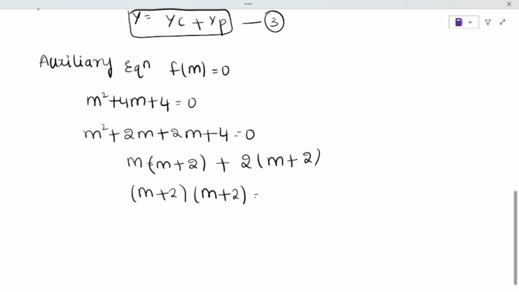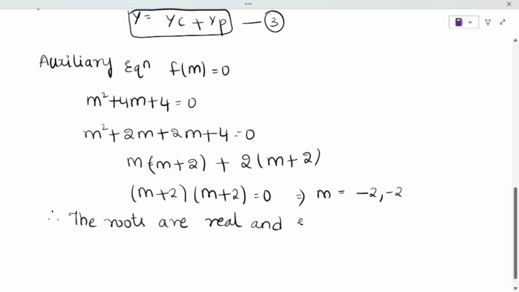Now the roots: if m plus 2 is there, it will become minus 2, minus 2. Now the condition: the roots are real and equal. If it were minus 2 and 2, the roots would be real and distinct, but they are not distinct; both are equal. Now after this, I am finding the complementary function.